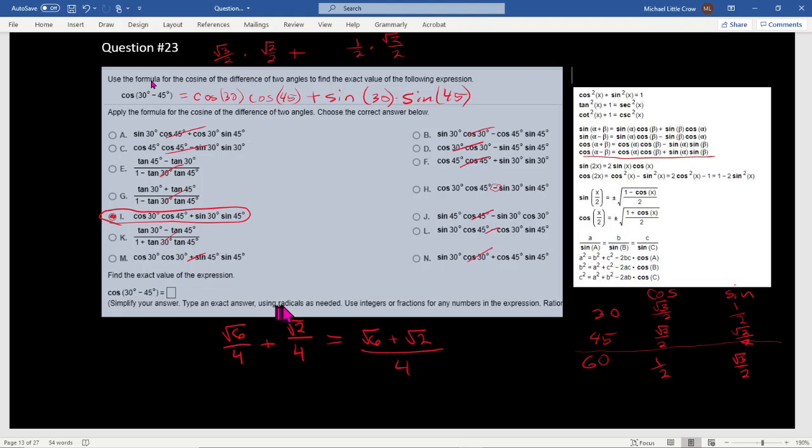Type as exact answer, use radicals as needed. Any numbers, you could probably keep it like this, I guess, but I would assume that we need to go square root of 6 plus the square root of 2 divided by 4. That's our answer. Alright, thanks.